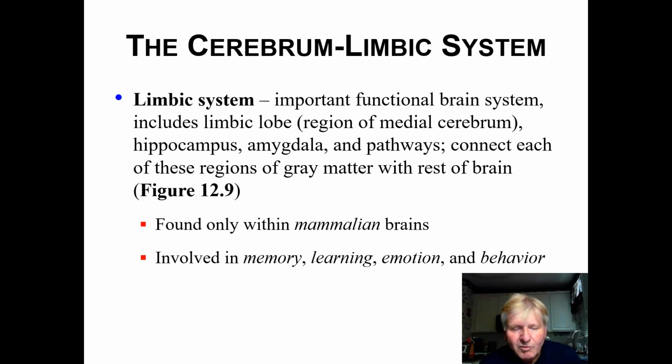The limbic system is actually the last part of the central nervous system, the part of the brain, to develop. Okay, and it actually isn't completely developed or mature until about age 25 in human beings. So it's the last part of the central nervous system to develop in the brain.